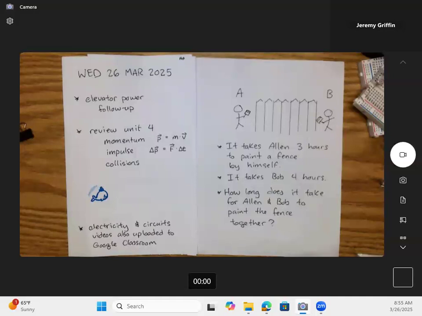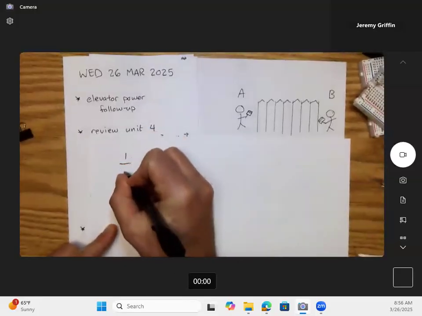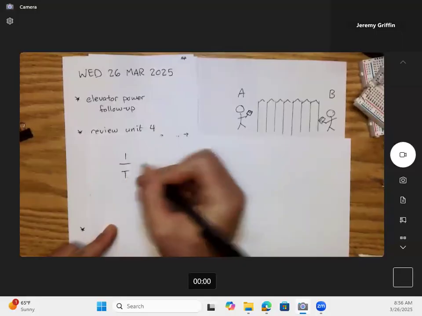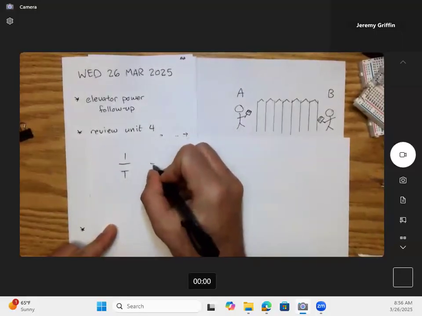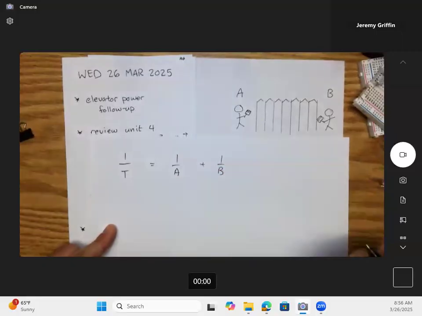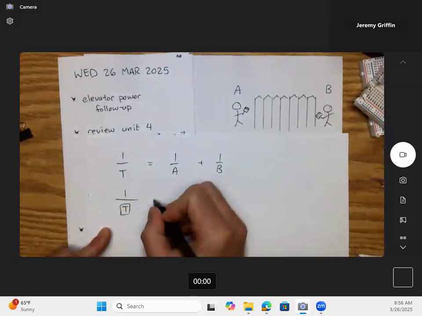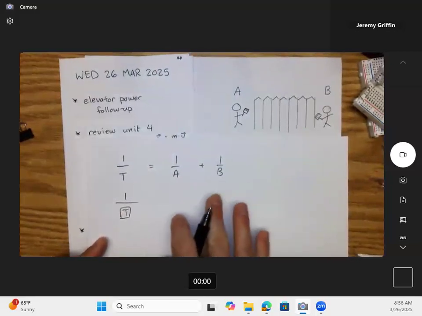So say there's some amount of fence, and there are rates that they're painting the fence. I'll show you guys the math to solve it. I'm going to cut through some logic and cut straight to the math. There are different ways to think about it, but I'll show you the fast way. One over the total time is one over Alan's time plus one over Bob's time. We're solving for the total time. Actually, I meant to say something else. Let me back up a little bit.